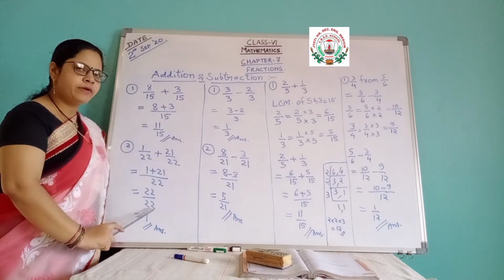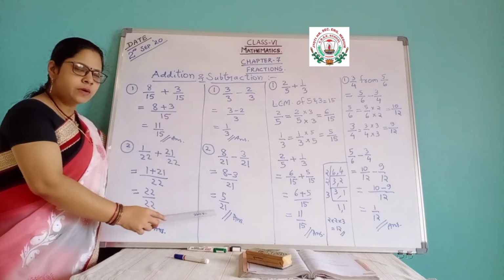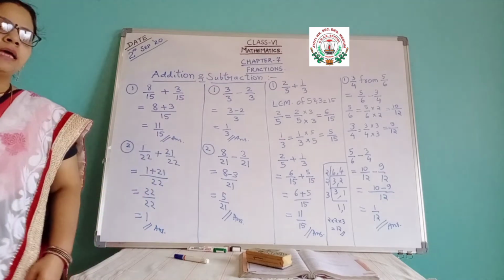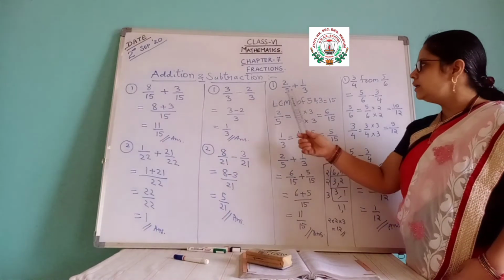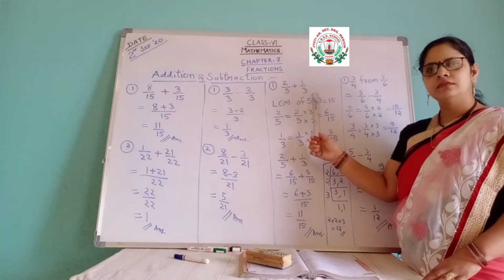This is the example of addition. This is the example of subtraction. Now we will see the examples when the denominators are different.